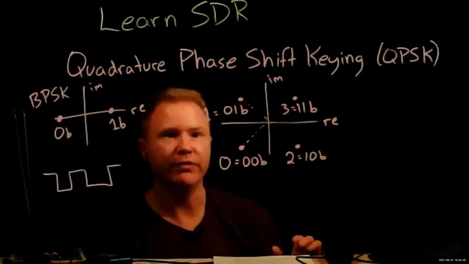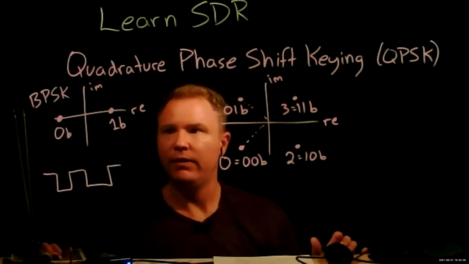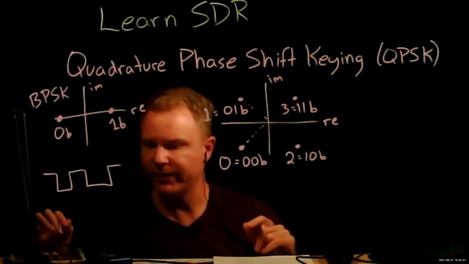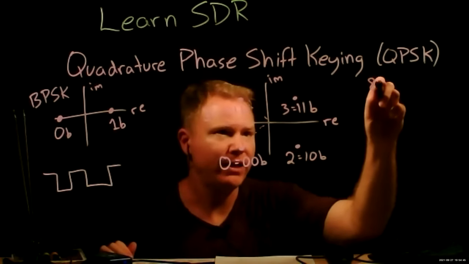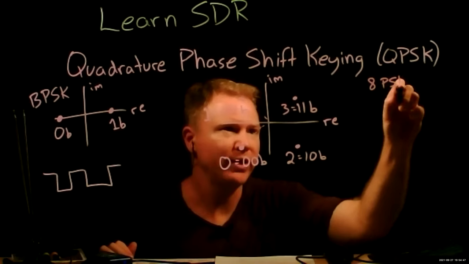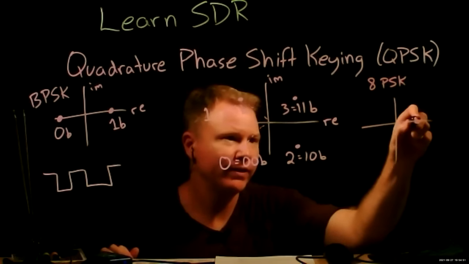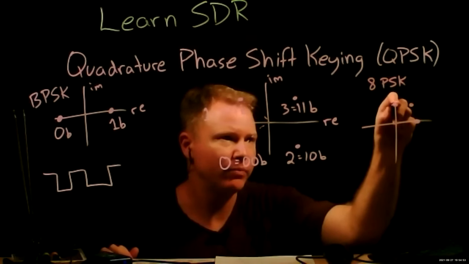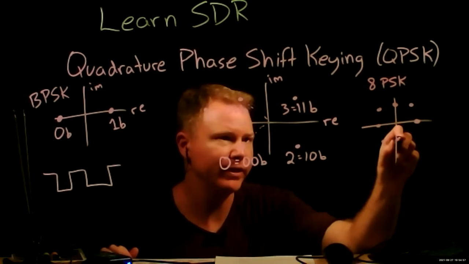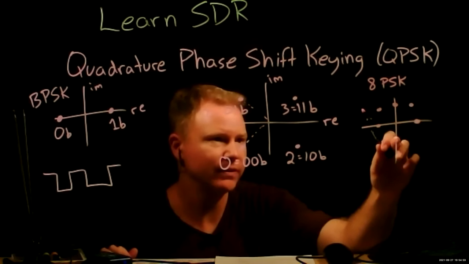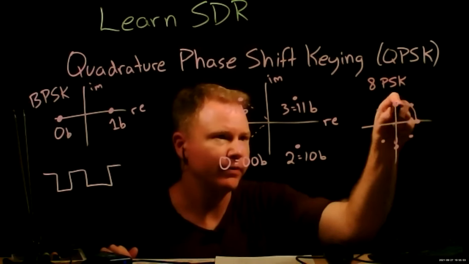There are generalizations of this where, instead of just having 2 points or 4 points, we could go to what's called 8 PSK, where we have eight different phases. So the constellation for that might look like a point here, a point here, a point here, all around in a unit circle. It's not very much a unit circle, but these are all in a unit circle.